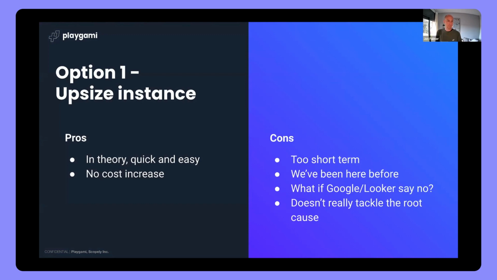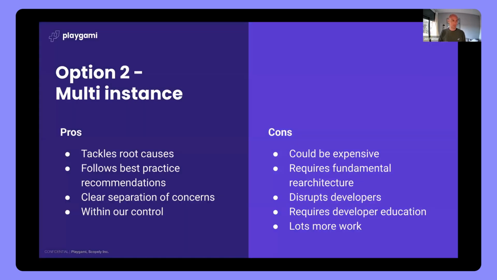We've done that before. On the cons, we were realistic. We knew this was a kind of short-term solution and that we were just going to hit a scaling problem again in the future. That's exactly what had happened before. We also had a doubt about what if Google said no. There's a limit to how far they'll go with these things, and each time, they're being more and more vocal about how we need to focus on best practices and so on. So we could exhaust their patience. And realistically, we knew it didn't really tackle the root cause.